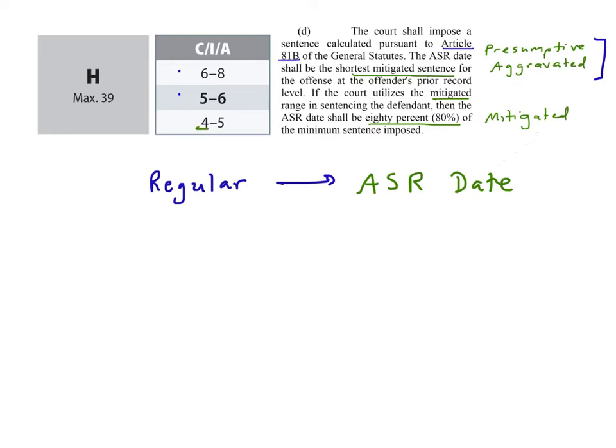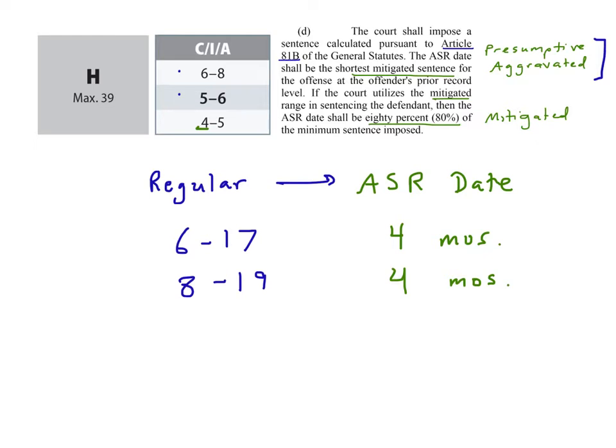So if the regular sentence is a presumptive, let's say 6 to 17 month sentence, the ASR date is going to be 4 months. If the regular sentence is an aggravated range 8 to 19 month sentence, again, the ASR date is going to be 4 months. It's always going to be that number in the lower left-hand corner of the defendant's grid cell.